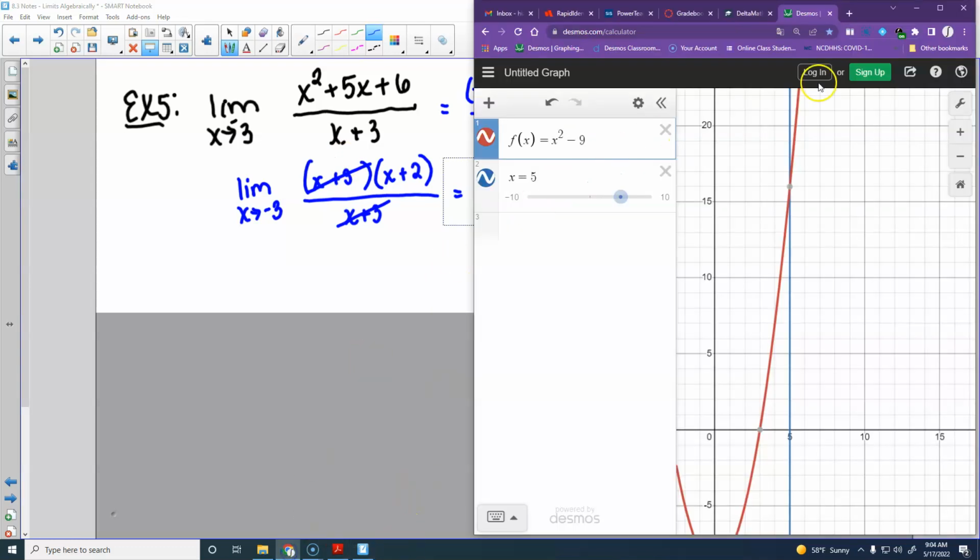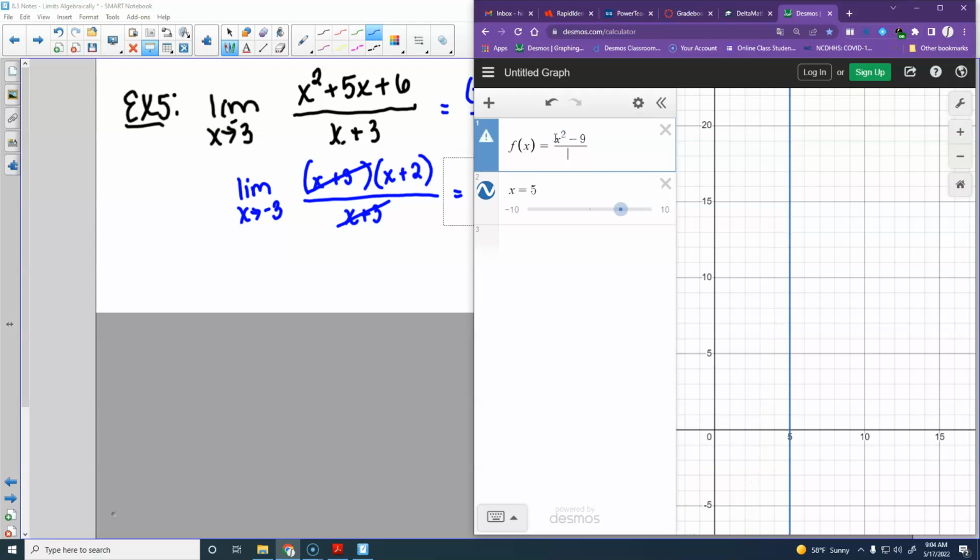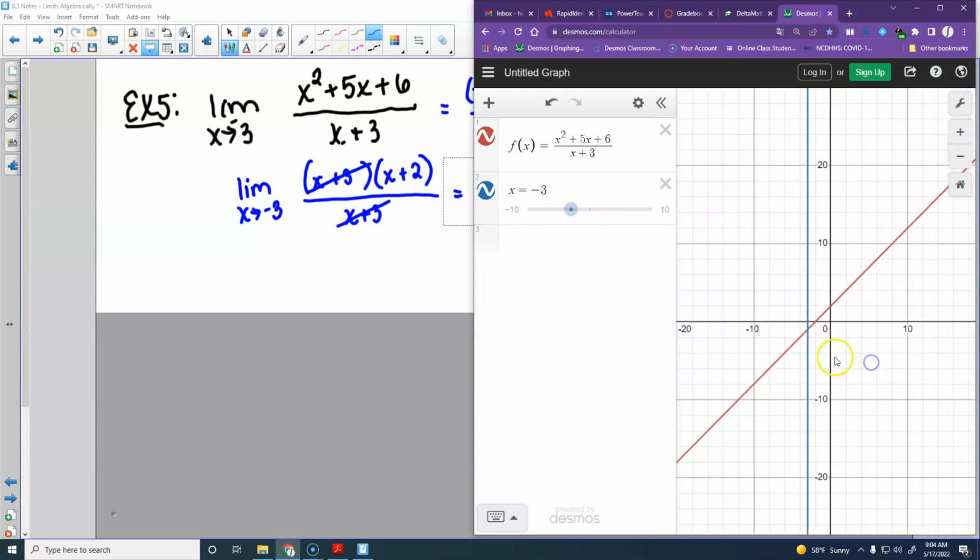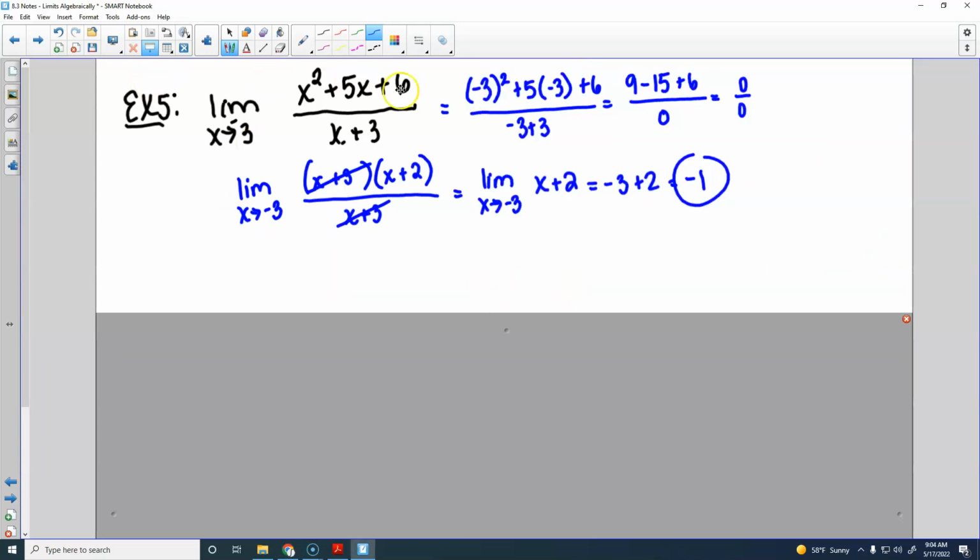So like if you graph this on Desmos, and we were looking at -3, it looks just like a line. It looks like you should have an intersection there. But when you try to click on it, it is actually undefined at that point. So you just have a single hole in the graph right there. And so a lot of times you're looking at places where you have a hole in the graph for these.